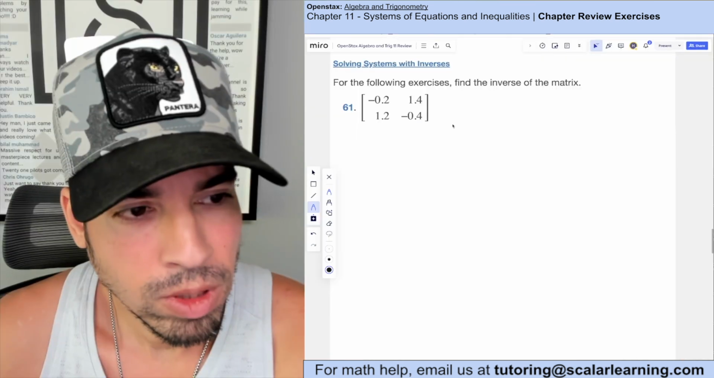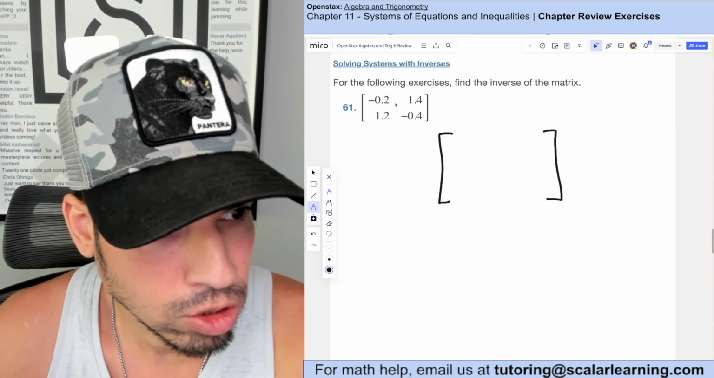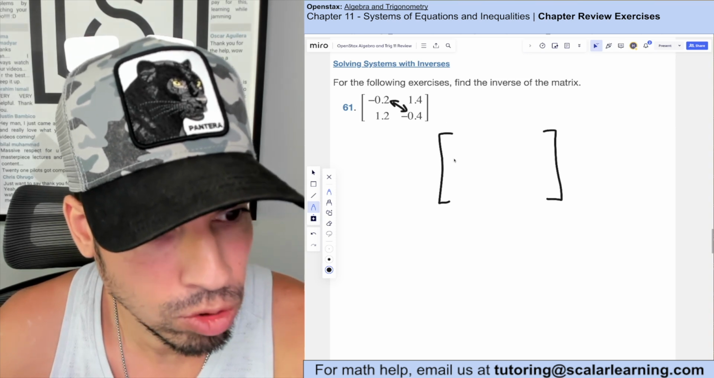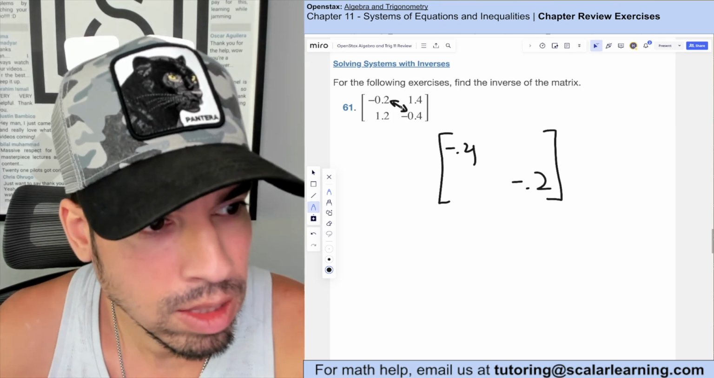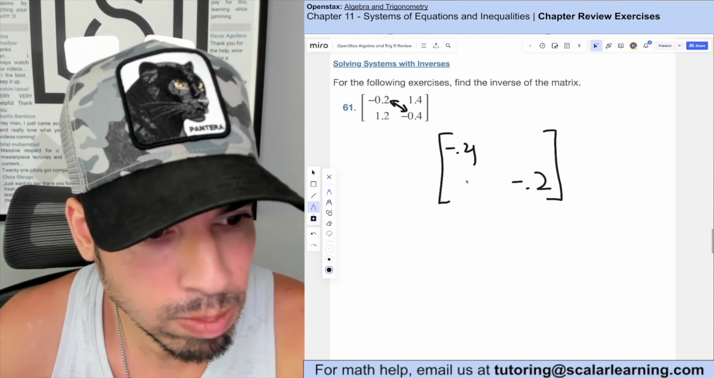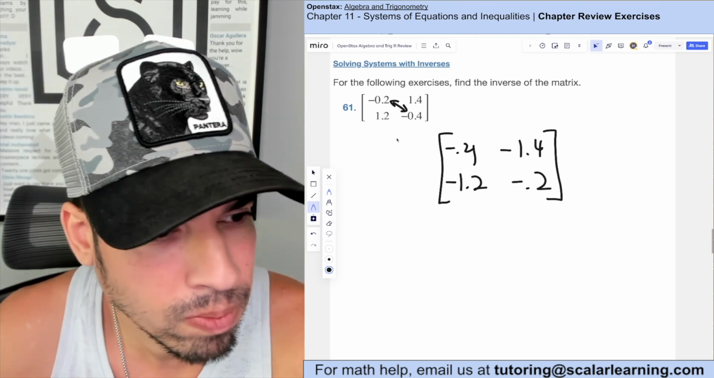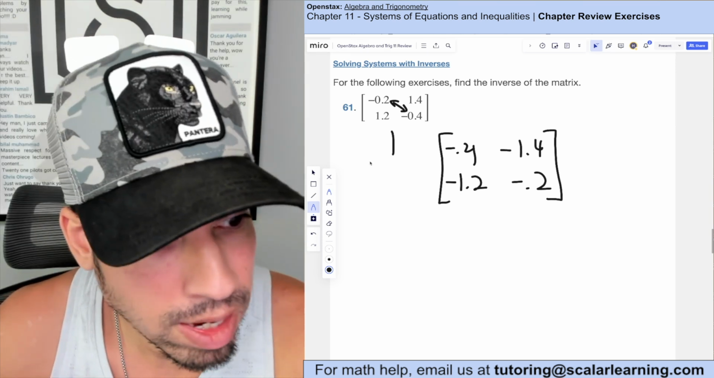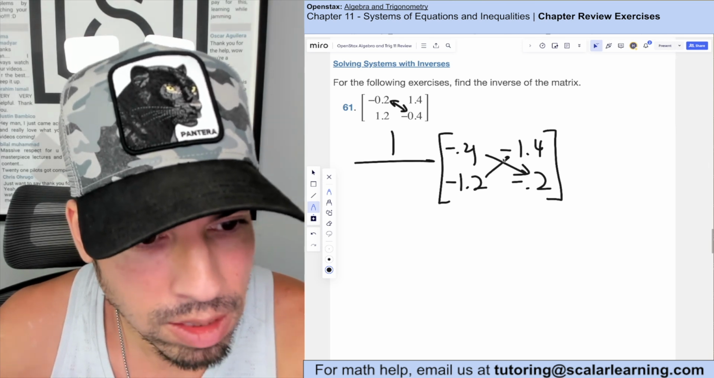Done. So for this one, to find the inverse, first we're going to write out the matrix like so. We're going to swap these two. So we got -0.4, -0.2 down here. And then these guys are going to be negated. So we got -1.2, -1.4. Okay. Then we're going to multiply this by 1 over this product minus that product.